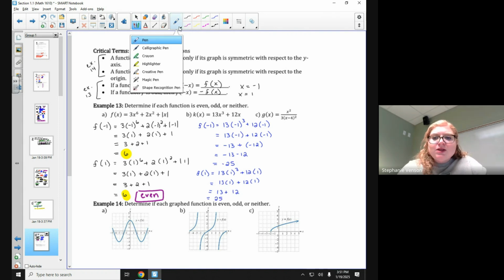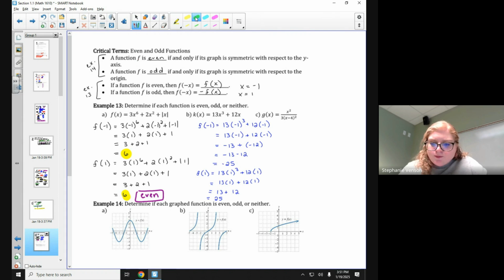So let's examine these answers again. Let's highlight them. This time, our answers are very close to one another. We have negative 25 and positive 25, but they're not exactly the same. They're the same answer with opposite signs. One is negative, one is positive. That makes this odd.